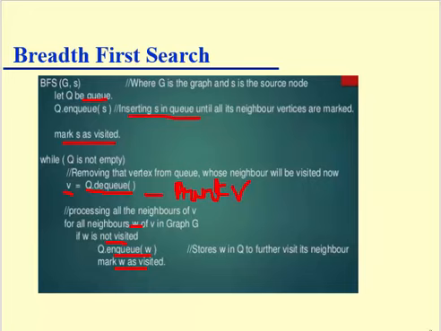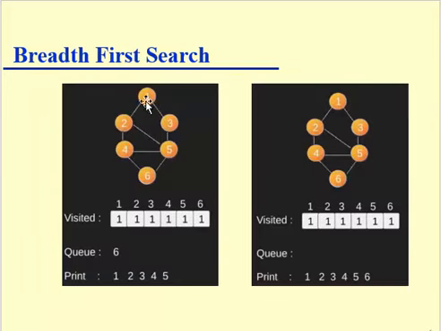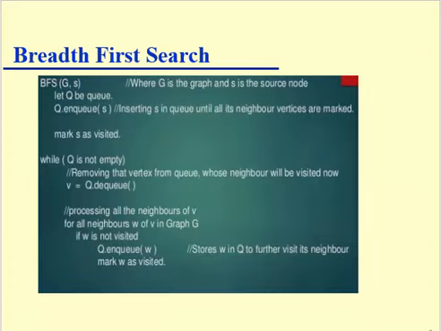So again, I'm repeating this. Firstly, you are taking the source node. Like in our example, we had taken this one as the source node and I had inserted that into a queue, and the visited of that would be set to 1. Then you will delete from the queue and you have to print it.